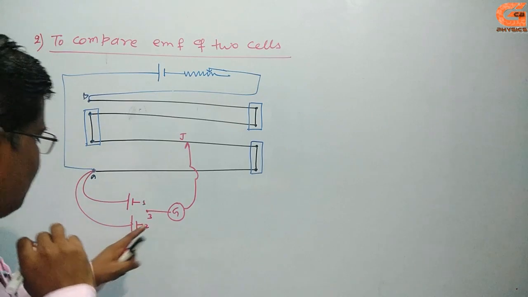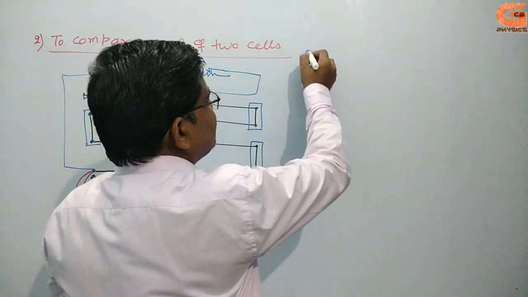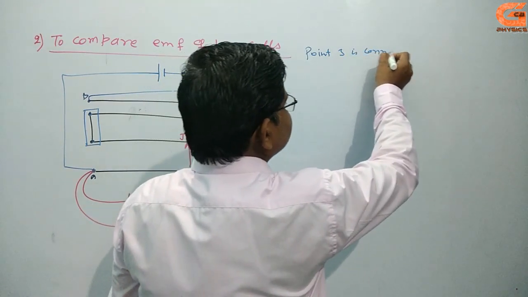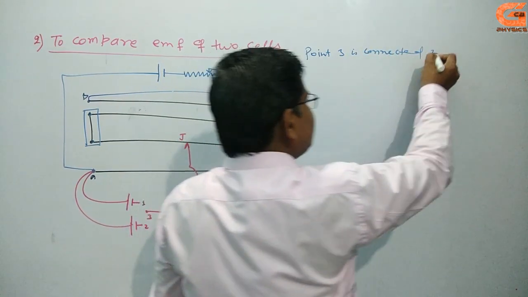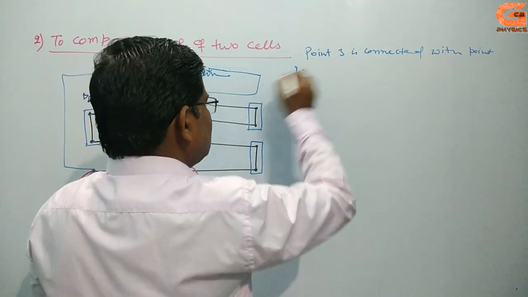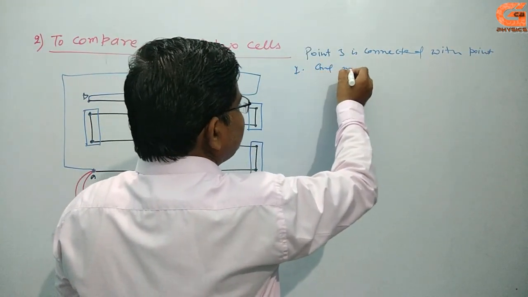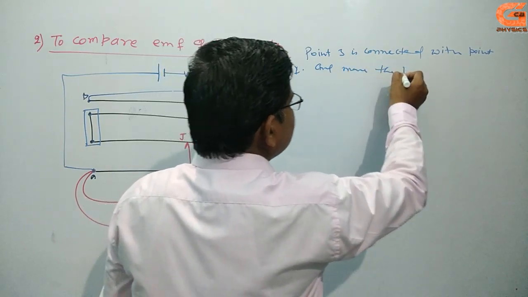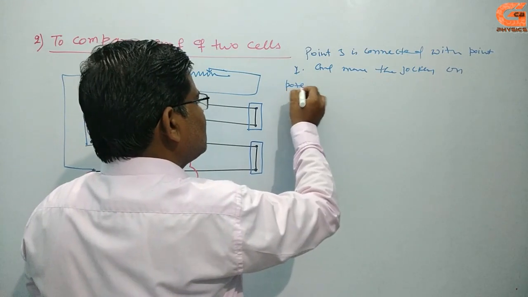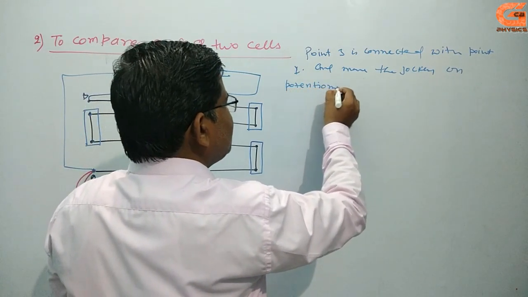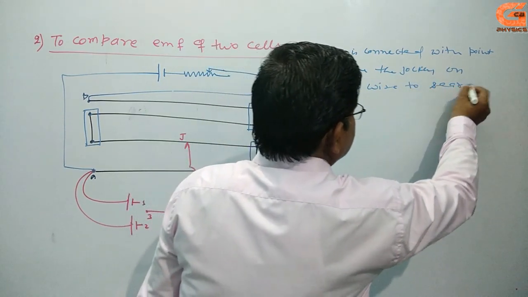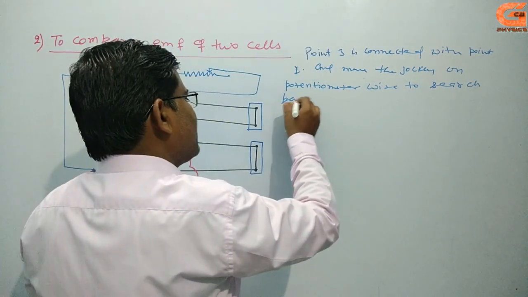First of all, point 3 is connected with point 1, and move the jockey on the potentiometer wire to search for the balance point.